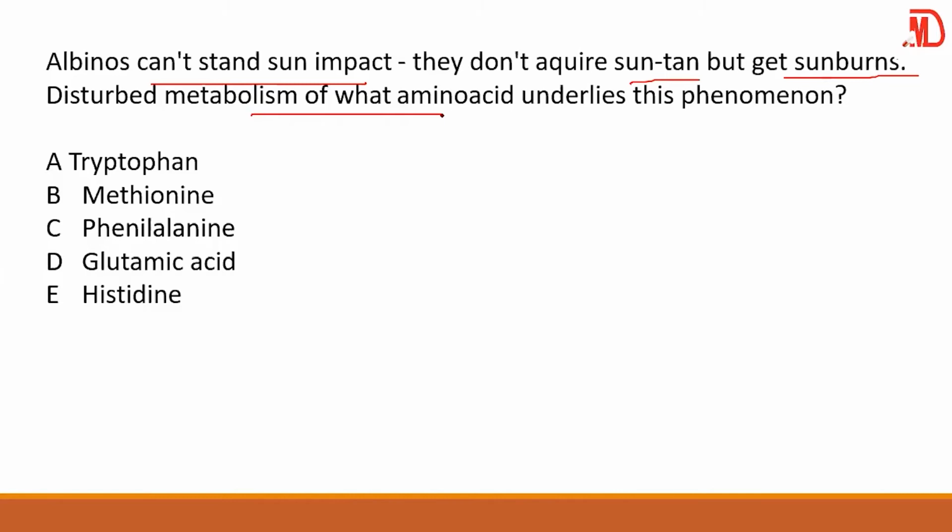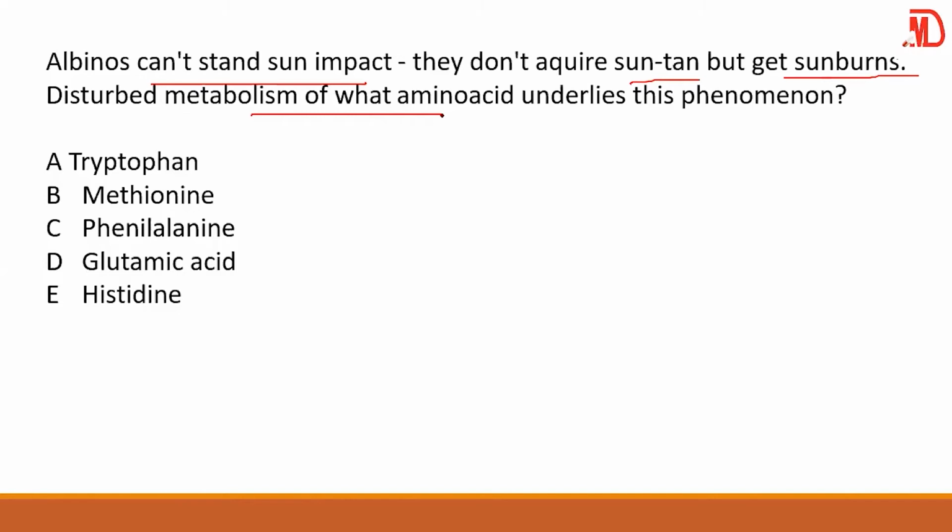Now, in albinism, it means there's a problem with or the absence of the pigment in the skin. So basically over here, we could be thinking about phenylalanine, because they don't have tyrosine. They don't have melanin, because all of these things are part of the pigment of the skin. So tyrosine, melanin, all of these things are absent.